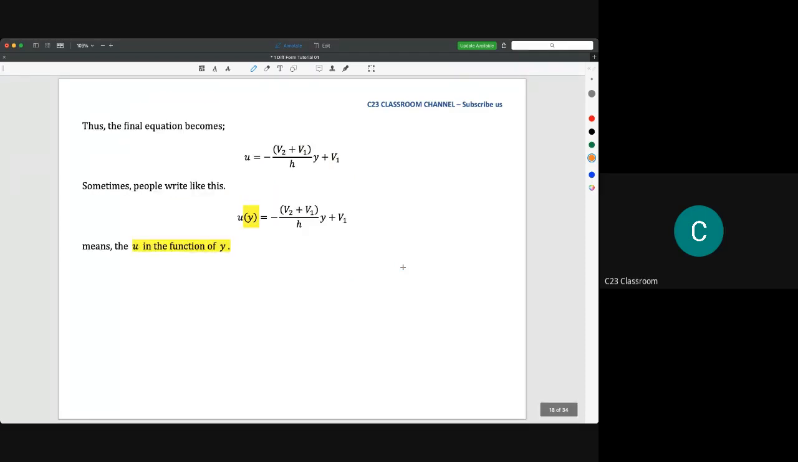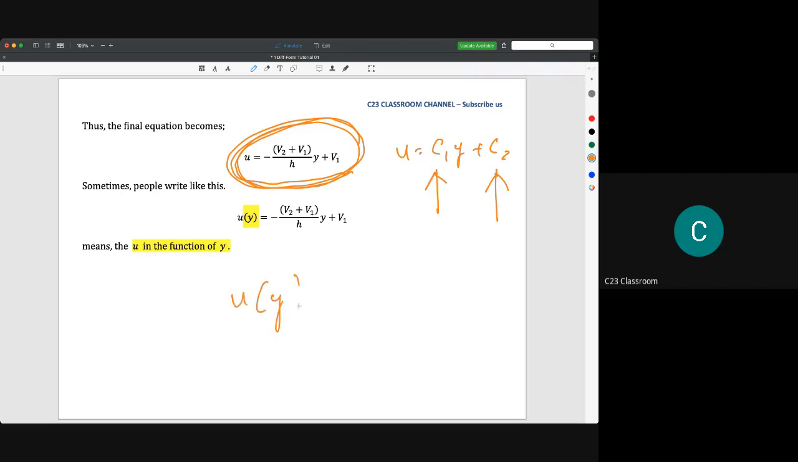So what we do is, okay, we write down, we have U is equal to C1Y plus C2. So we substitute the value of C1 and C2 from what we have. And then finally we could write U is equal to negative V2 plus V1 over H, times Y, plus V1. So this is the final answer for the velocity profile that you need to derive from the Navier-Stokes equation. Okay, but normally, in some textbooks, they will write as U in bracket Y. So the meaning of this one is U as a function of Y.